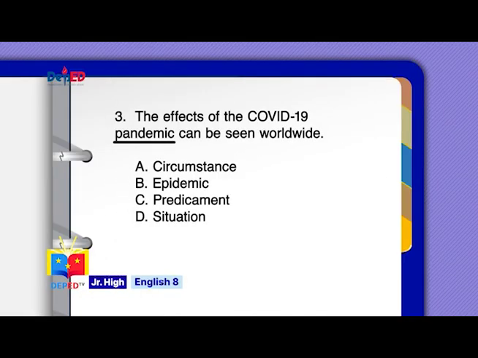Number 3. The effects of the COVID-19 pandemic can be seen worldwide. The underlined word is pandemic. And here are your choices. Letter A, circumstance. Letter B, epidemic. Letter C, predicament. And letter D, situation.